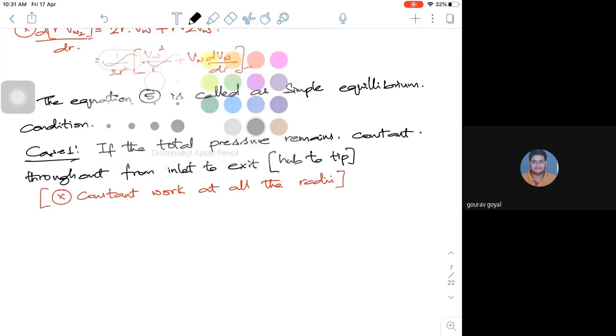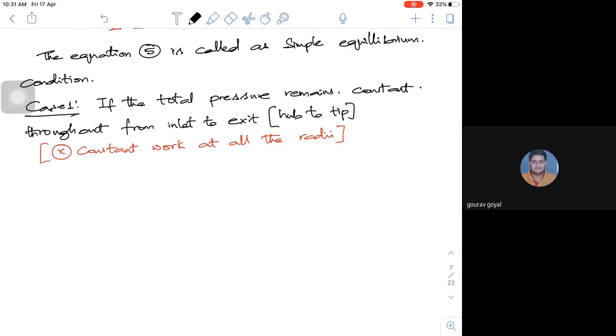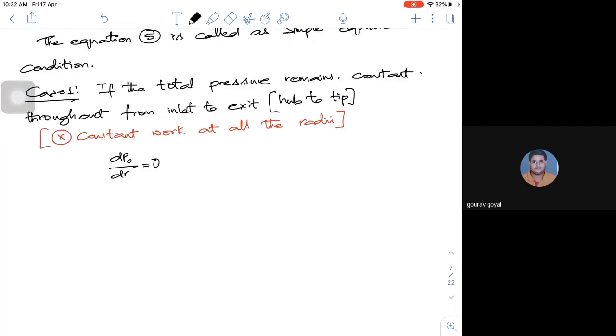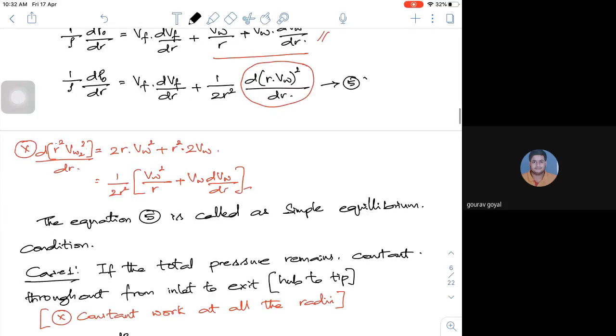Okay. Now, if I look at this particular condition, what is the meaning of it? That means my dP naught by dr is 0. If it remains constant for such a condition, I can write phi as modified. So what will happen to your phi? In that case, equation phi, I can write it as Vf into dVf square by dr square. So I can write that also in that particular fashion.